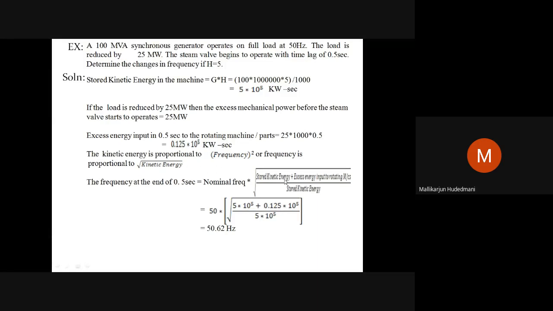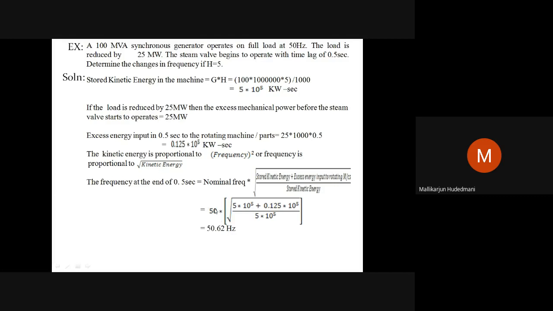Stored energy, which is 5 into 10 to the power 5 kilowatt second, plus excess energy 0.125 into 10 to the power 5 kilowatt second, divided by stored energy. Outside I have the nominal frequency. This proportionality gives me 50.62 hertz. Now you can see the nature: load drop is there. When there is a drop of load, what is your experience? Frequency must shoot up. That's what I'm getting.